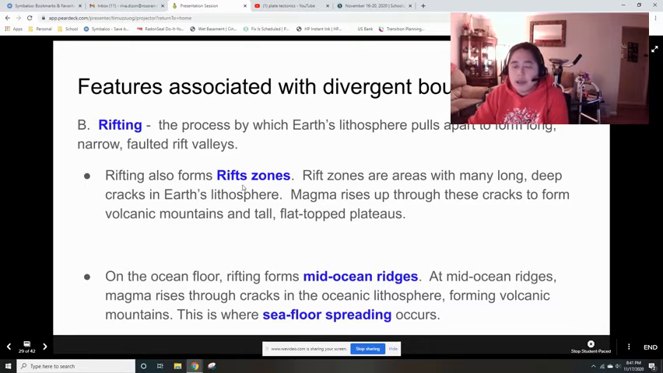And in rifting, you'll have rift zones. Rift zones are areas with many long, deep cracks in the Earth's lithosphere. Again, it's where magma rises up through these cracks to form volcanic mountains and tall, flat-topped plateaus. On the ocean floor, rifting forms mid-ocean ridges, and at mid-ocean ridges, magma rises through the cracks in the oceanic lithosphere, forming volcanic mountains. Again, this is where seafloor spreading occurs.